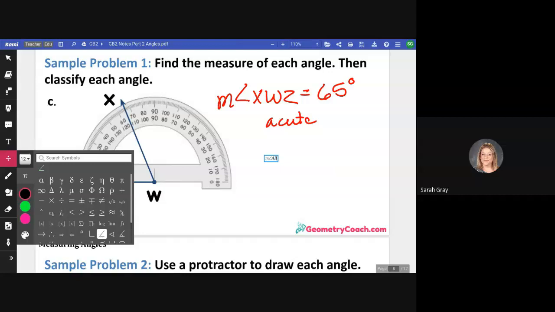If you ever don't have your stylus, you can type these symbols out. It takes a little bit of time, but it's there. So for those of you who have horrible handwriting, this is an option.